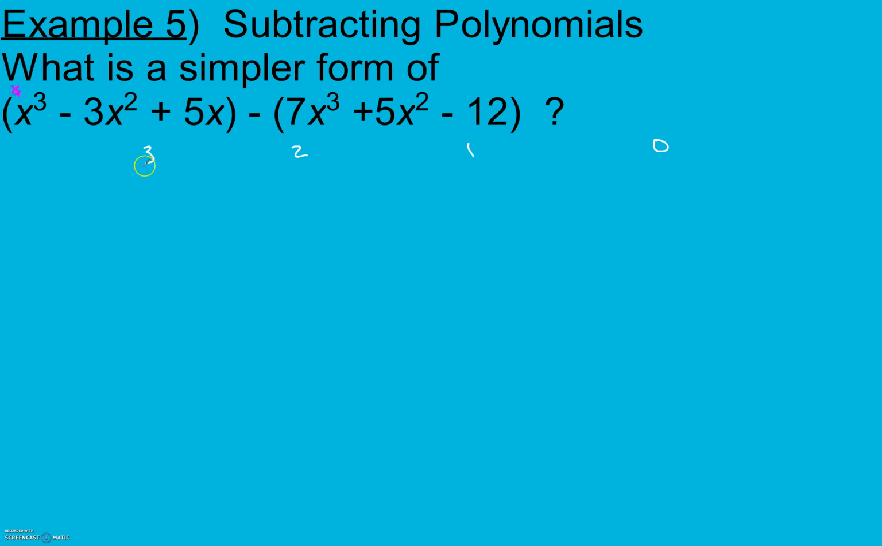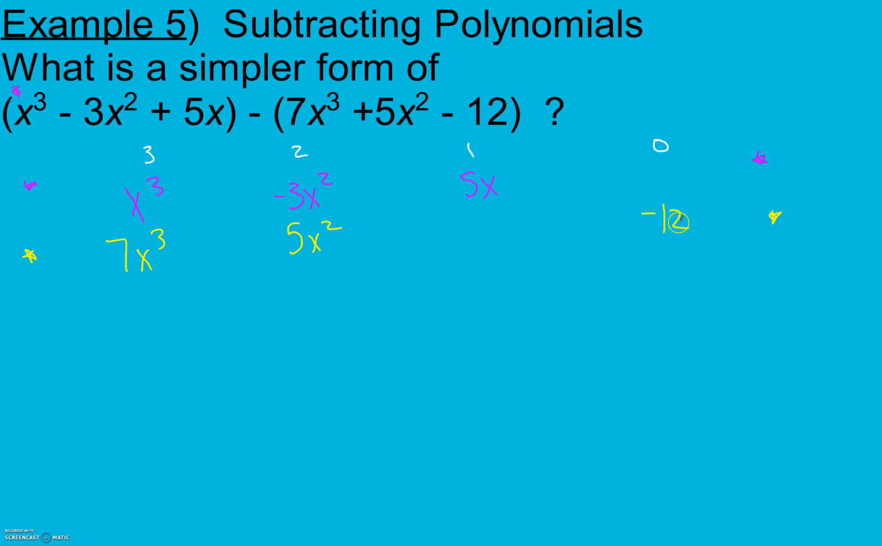So here in my degree 3, I have x cubed minus 3x squared and 5x. I have 7x cubed, 5x squared, and negative 12. And make sure we keep them both in the same row. All of the things that are one polynomial go on one row. And we want to make sure that we get them into the right column. So we don't just go necessarily right in order.